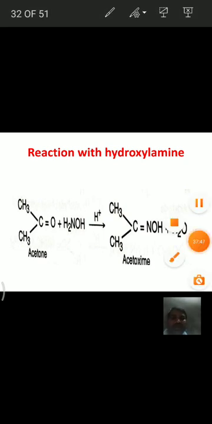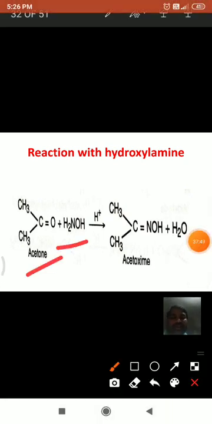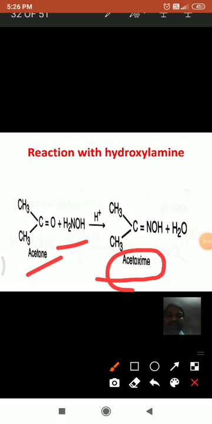Right, coming to ketones, they react with this hydroxylamine. Again, with the loss of a water molecule, they form ketoximes. The products are called ketoximes. For example, let us see one reaction. This is the acetone reaction. Acetone reacts with hydroxylamine and it forms the acetoxime product, with the loss of this water molecule.